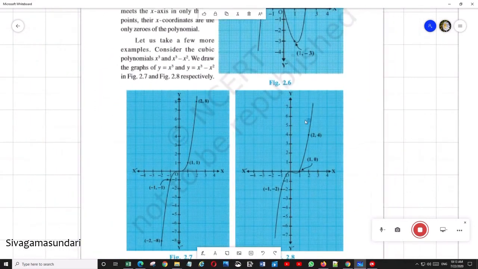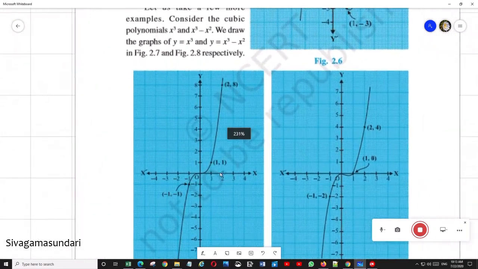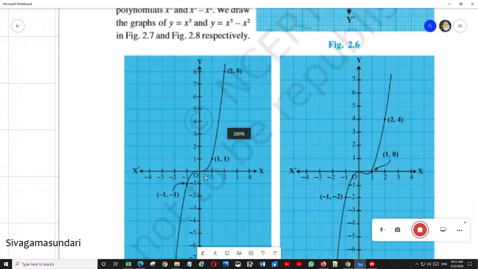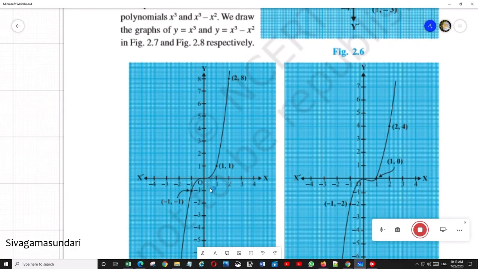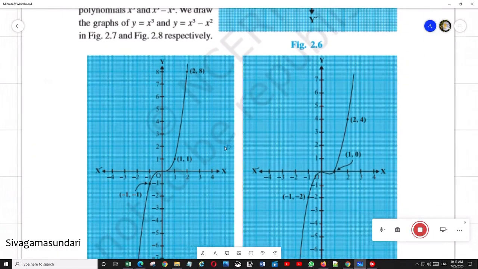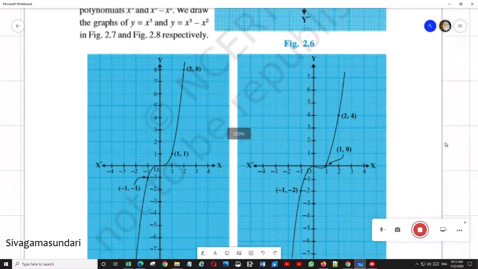Now for here, the line intersects the x-axis at only one point, 0, 0. So the zero of the equation is 0. Now for the next one, here the line intersects the x-axis at 2 points, 0, 0 and 1, 0. So we say that for this equation the zeros are 0 and 1.